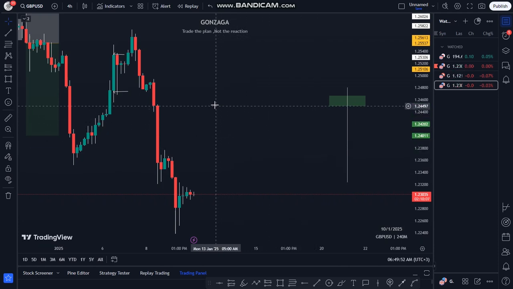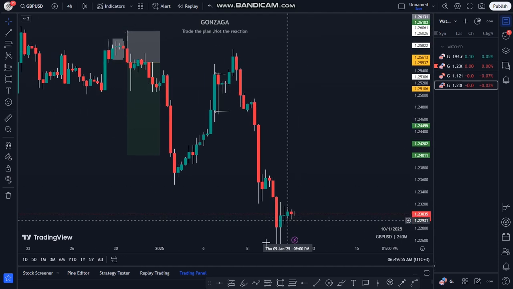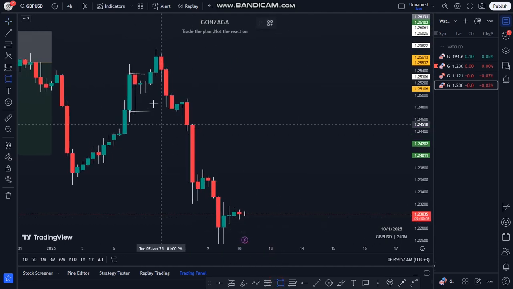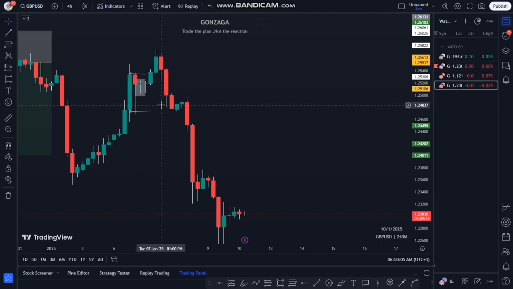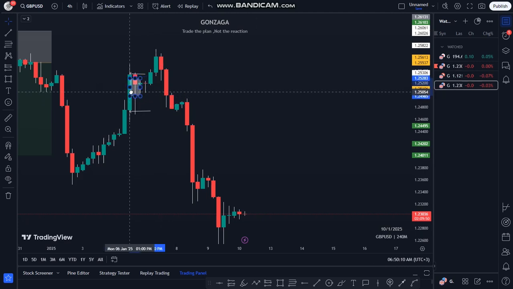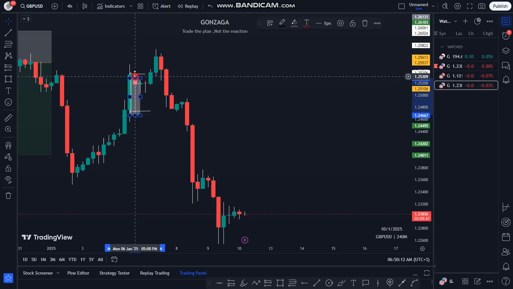Okay, so let me first look for some pin bars. We have a first pin bar here, and we have this bigger one. This is a pin bar. It means the market was actually trying to buy, so buyers were still dominating the market. The sellers came in a lot, trying to dominate the market, but buyers came into play.